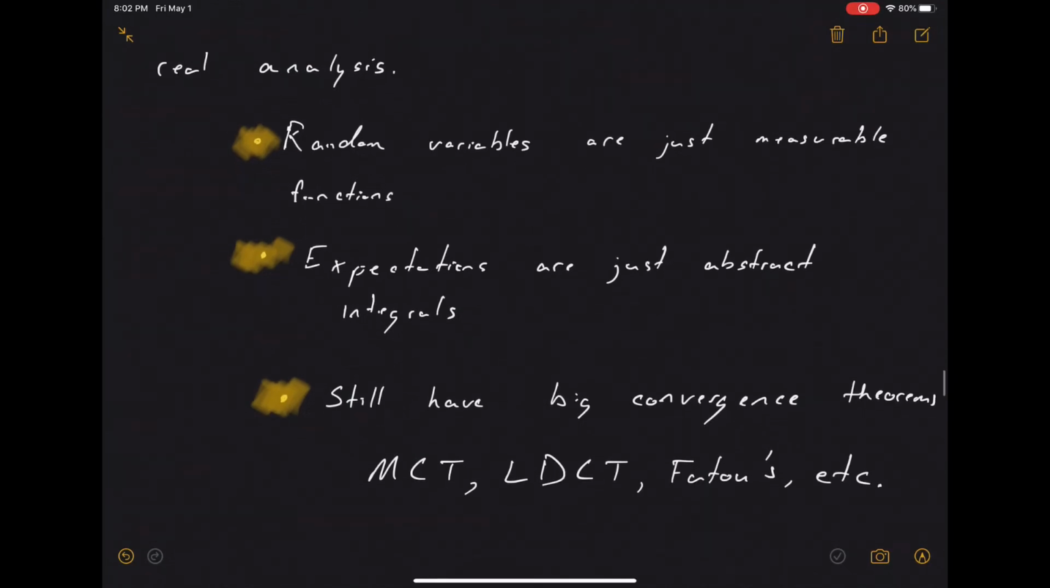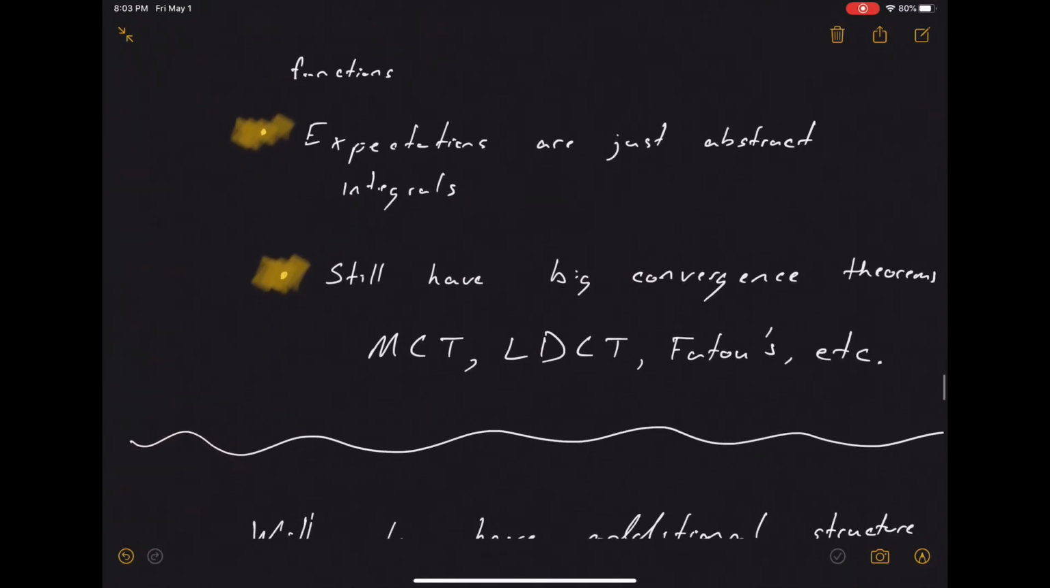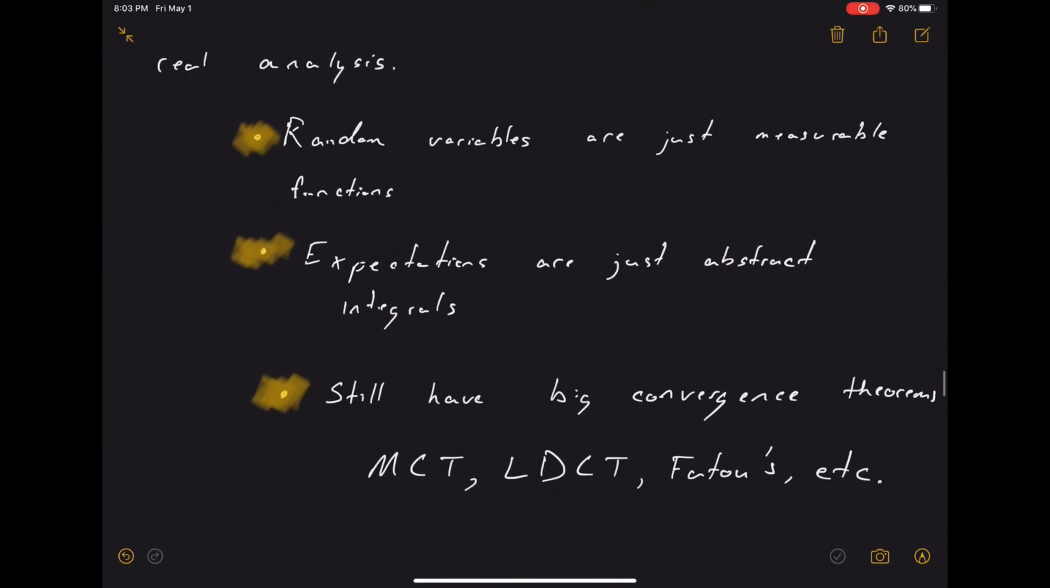And then from our real analysis, from our abstract integration, our Lebesgue integration, we get these powerful convergence results: the monotone convergence theorem, the Lebesgue dominated convergence theorem, Fatou's lemma, etc. And we can use these on our abstract measure spaces, our abstract probability spaces. So they don't necessarily have to be on the real line. They can just be on sets.